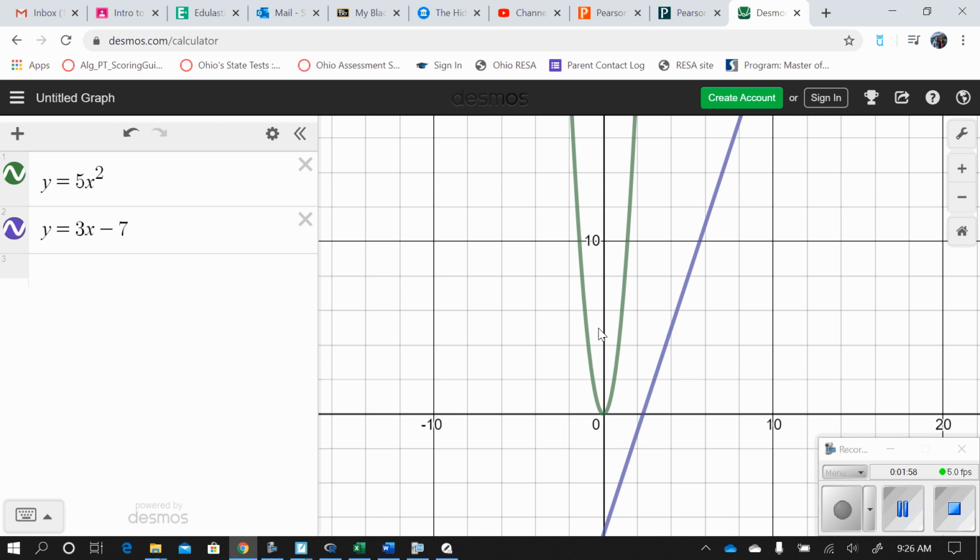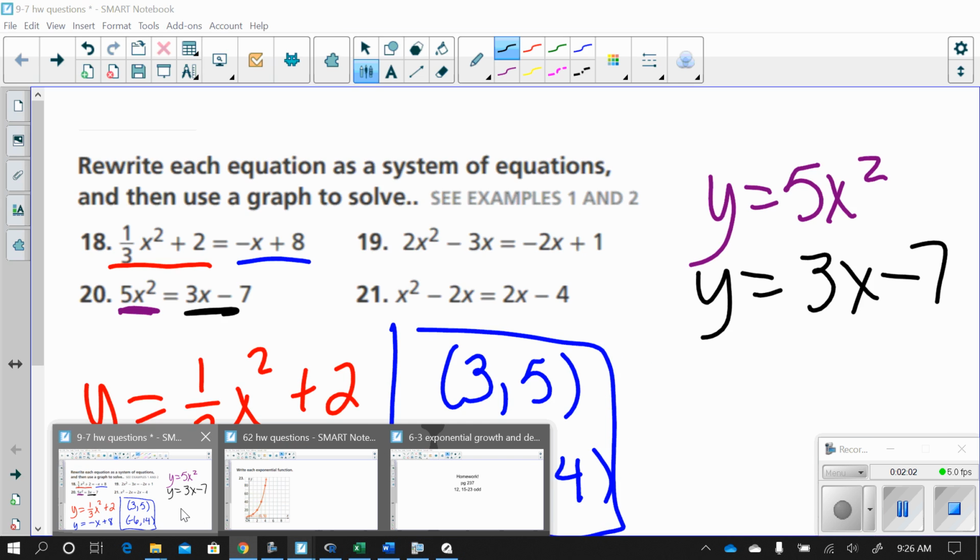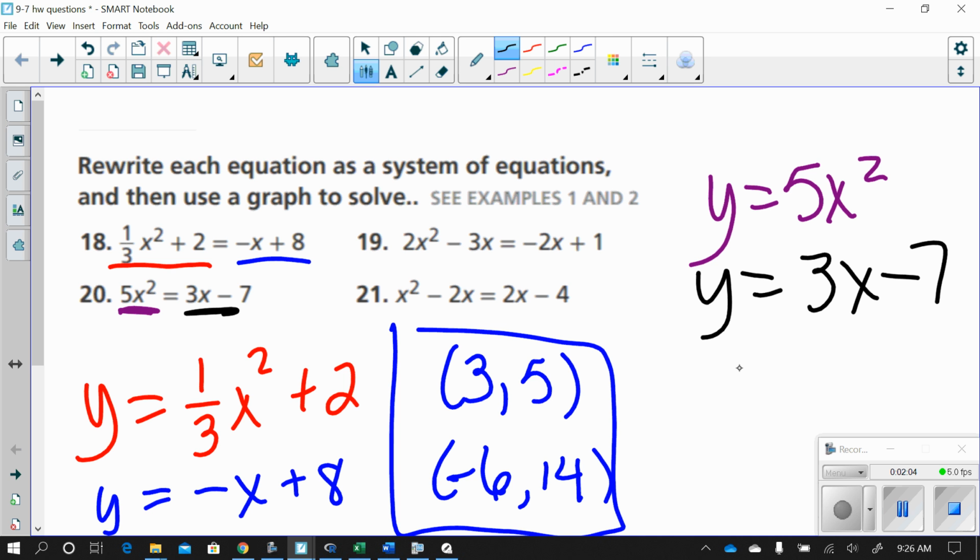They don't touch. So if they don't touch, what does that mean? It means no solution. Okay, so number 20, we have no solution. Okay, and hopefully those two problems make a little bit more sense.